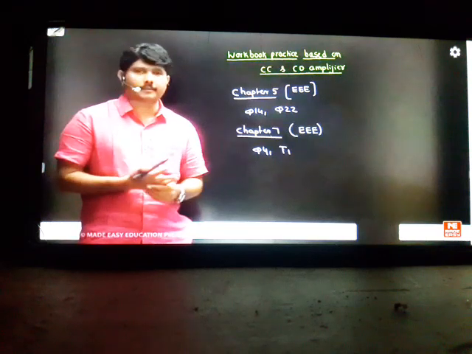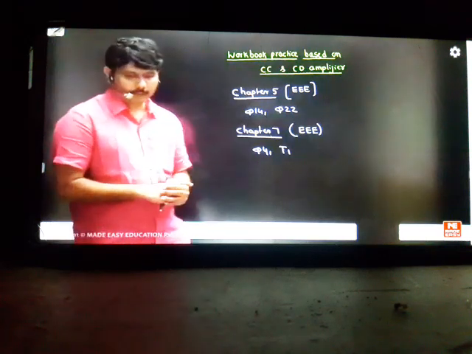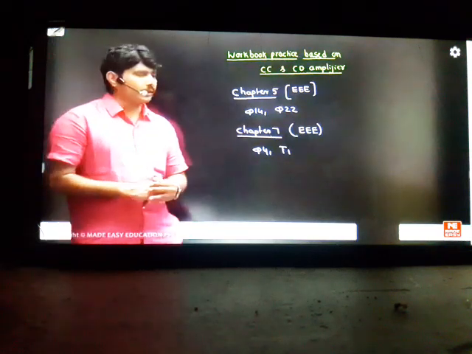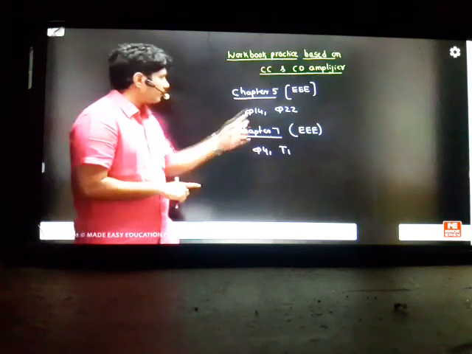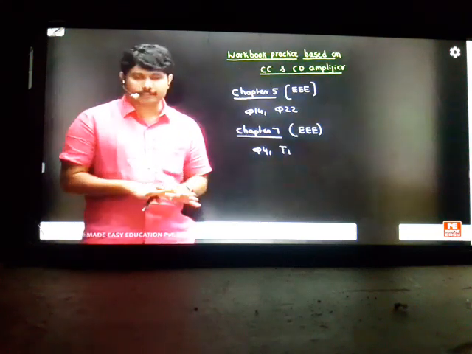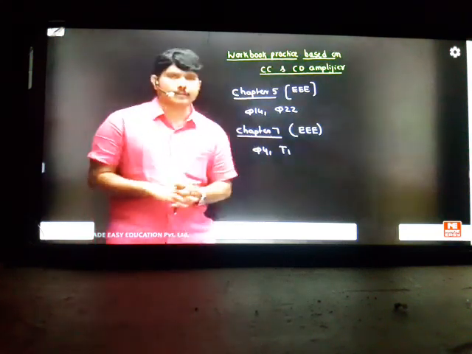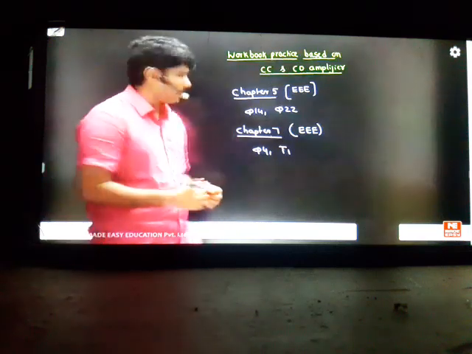First concept, common collector, complete charge. Please note on this one. I'm just following the electrical book for these 2 chapters, chapter 5 and chapter 7. You just follow this book. Question number 14, question number 22 in the electrical book, and in chapter number 7, question 4 and T1 is a common drain amplifier. So let us start.